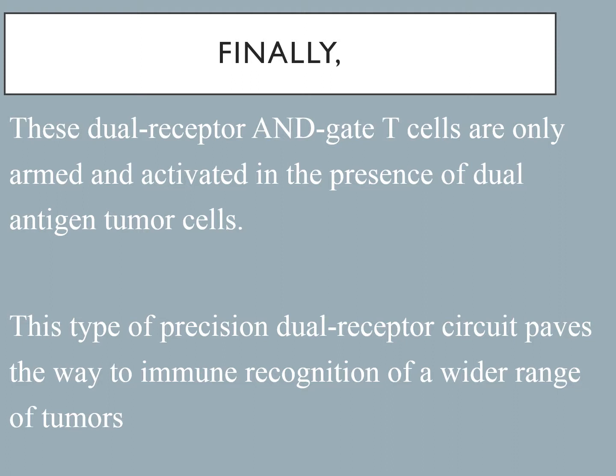Finally, these findings show that T cells engineered with dual receptor circuits recognize combinations of antigen and can effectively kill target tumor cells in vivo without harming bystander cells. This is because these dual receptor AND-gate T cells are only armed and activated in the presence of dual antigen tumor cells. This type of precision dual receptor circuit paves the way to immune recognition of a wide range of tumors in various organisms.